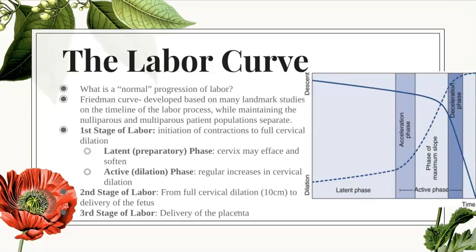The second stage of labor is considered full cervical dilation, which is 10 centimeters, to delivery of the fetus, and the third stage of labor is considered the time from delivery of the fetus to delivery of the placenta. As Dr. Todd mentioned, our Chestnut text also discusses a fourth stage of labor, which includes the first hour after placental delivery. And here it's important to note that there's a high risk for hemorrhage and the patient should be monitored closely.